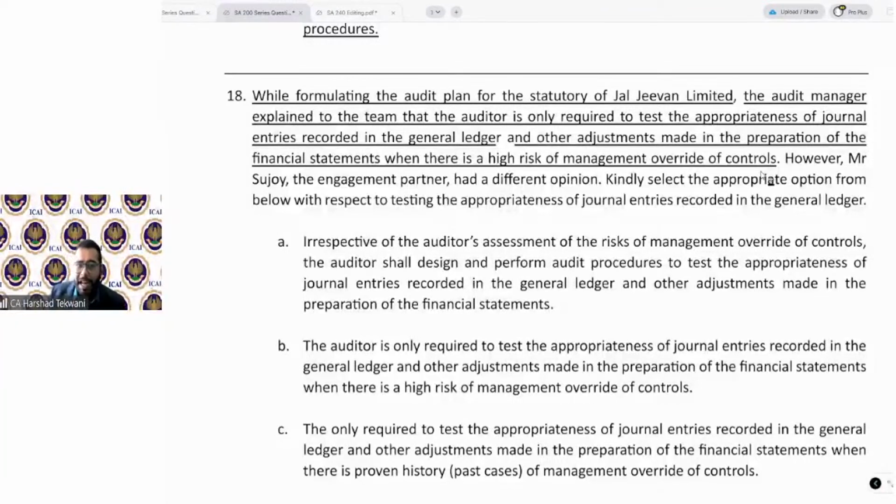Again, while formulating the audit plan for the statutory audit of Jal Jeevan Limited, the audit manager explained to the team that the auditor is only required to test the appropriateness of journal entries recorded in the journal ledger and other adjustments made in the preparation of financial statements when there is a high risk of management override of controls. However, Mr. Sujoy, the engagement partner, has a different opinion. Kindly select the appropriate option from below with respect to testing the appropriateness of the journal entries recorded in the journal ledger. And what are the options?